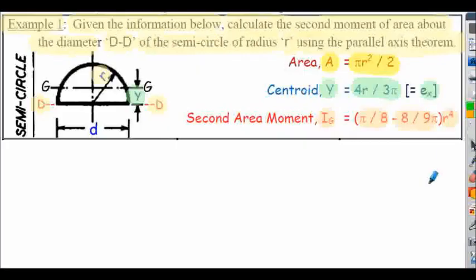So on the next slide, we'll show how we use the parallel axis theorem to find the second moment area about axis DD at the base of the semicircle, when we can calculate the second moment of area about axis GG, the centroidal axis, and we know the centroid location from the base. Full worked solution shown on the following slide.